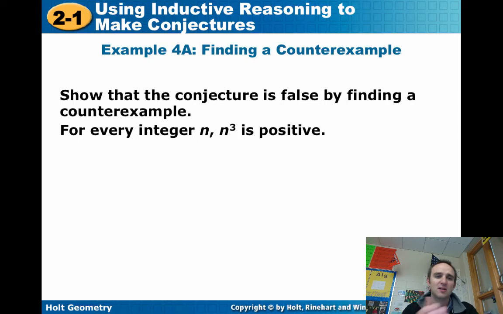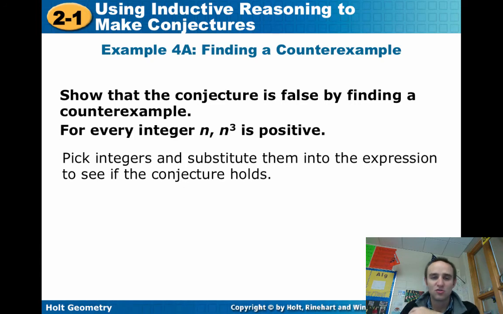So if we're looking at this, for every integer n, n to the third is positive. Whenever you're finding a counterexample, the first part of the statement has to be true, and the second part of the statement has to be false. The first part is for every integer n, which means n has to be an integer. For a good counterexample, the second part is going to be false. So we have an integer n, but n to the third power can't be positive. So we can just try different integers. It's basically guess and test until you find one that makes this false.